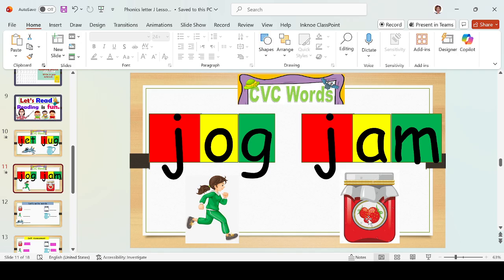The last word for this session. What is this one? J, A, M, jam. Now you can play again the reading part and read one more time, and when you are done, you come here.